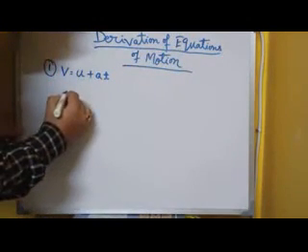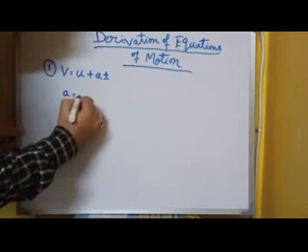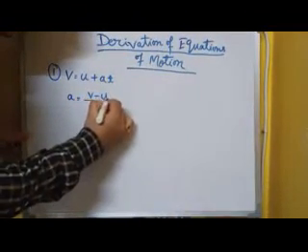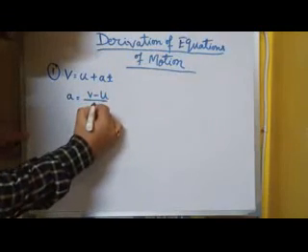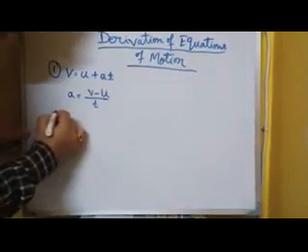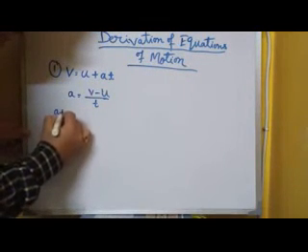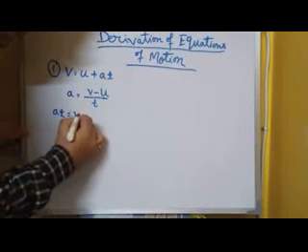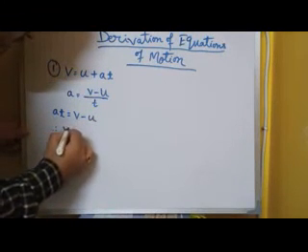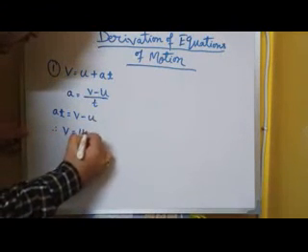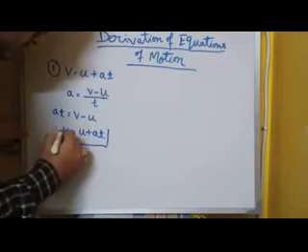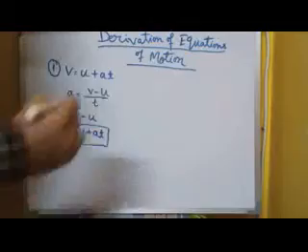We know the acceleration A is equal to the change of velocity, that is V minus U by T. So you multiply, A into T is equal to V minus U. That way you get V is equal to U plus AT. That is the first one.